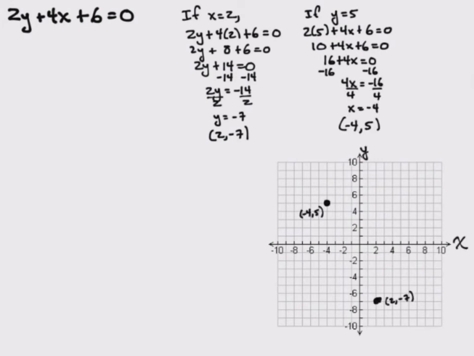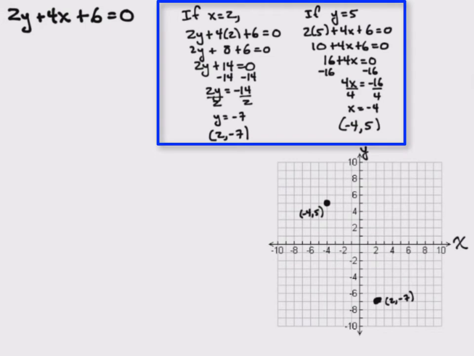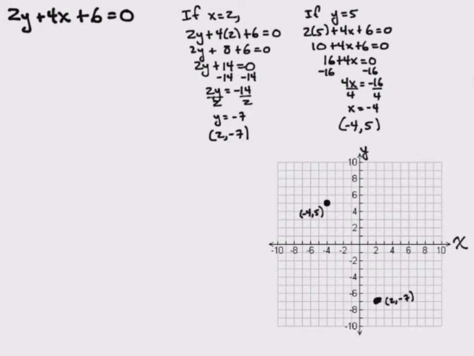Whew! Alright, so we got the ordered pairs (2, -7) and (-4, 5). I went ahead and graphed those on our axes, making sure to label our axes as well. And you know, that was a whole lot of work just to get 2 ordered pairs. I mean, this just seems like a pretty tedious way of going about finding ordered pairs. Now the question is, why was our last equation, y = 2x + 1, so easy to find ordered pairs for, and this one's so difficult?